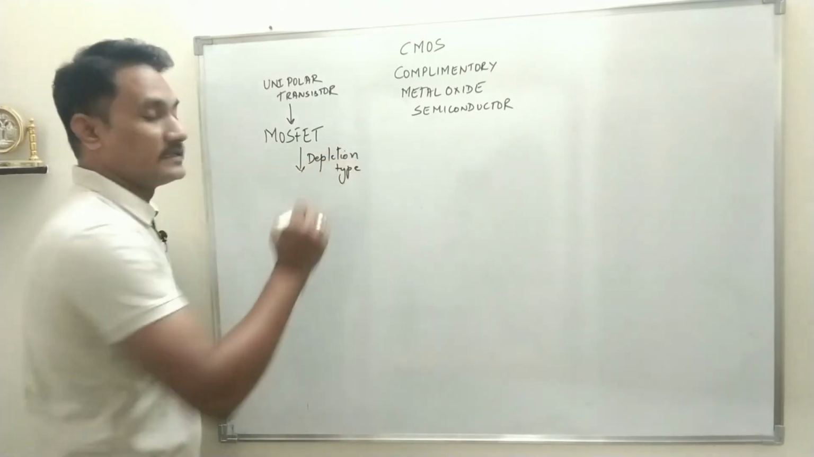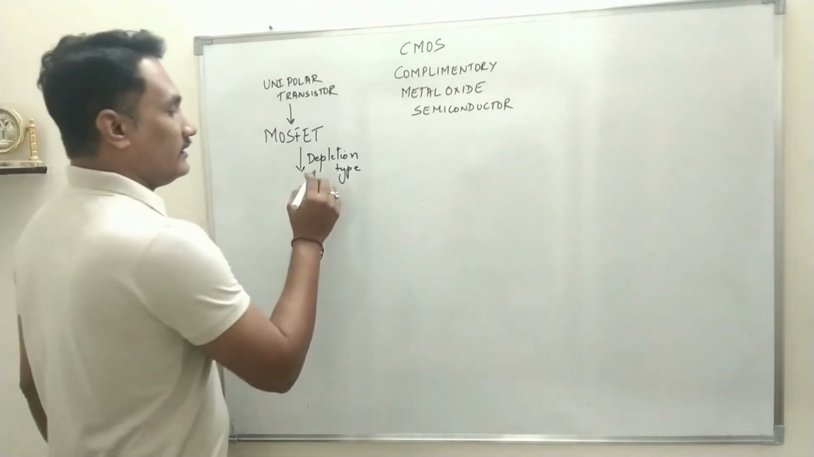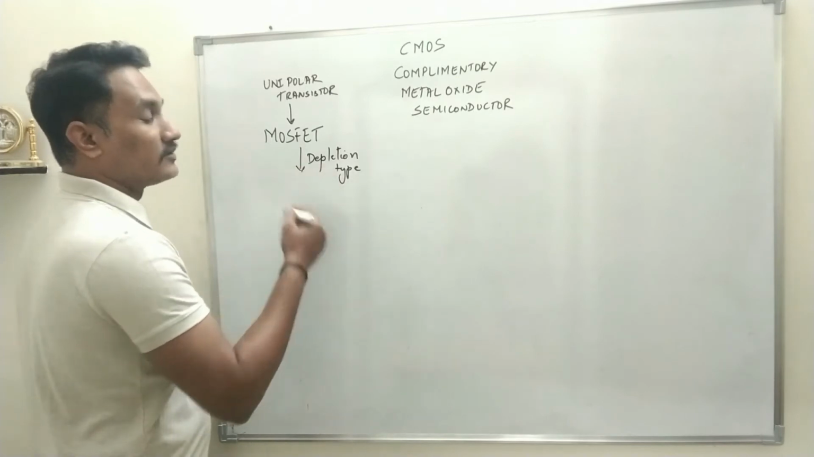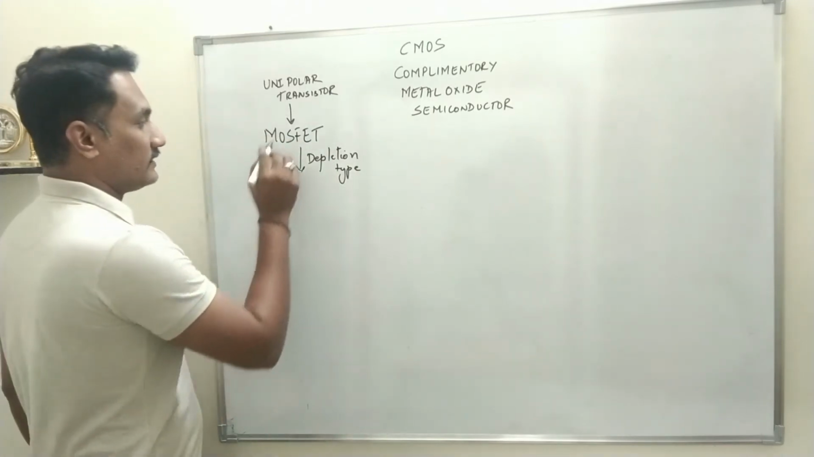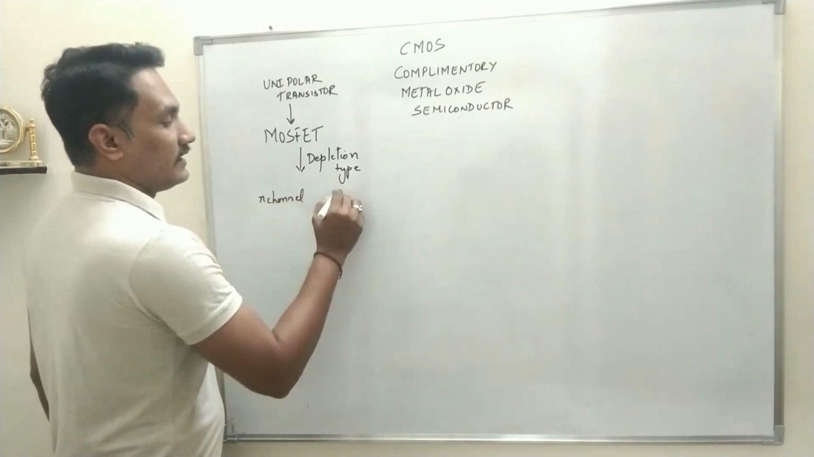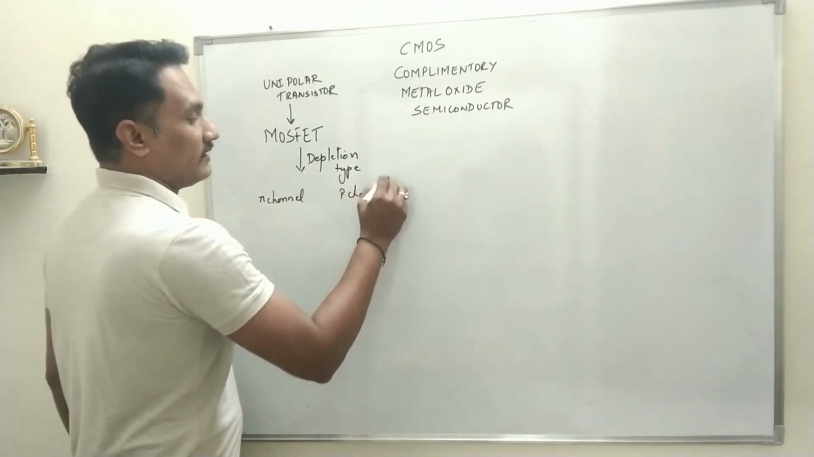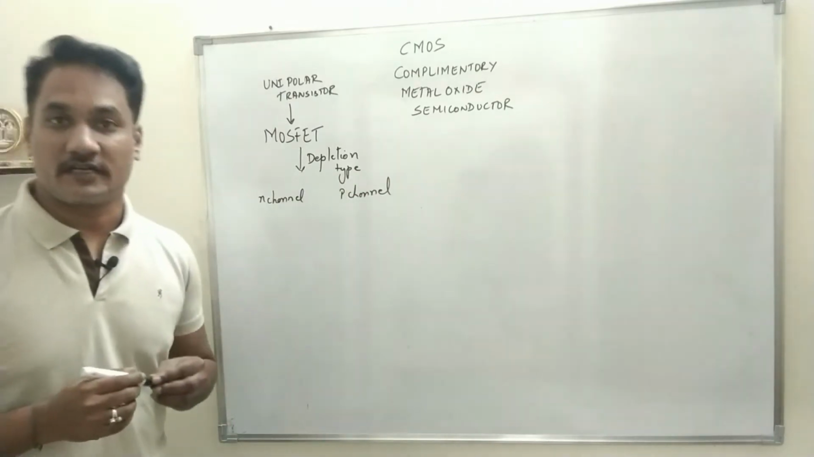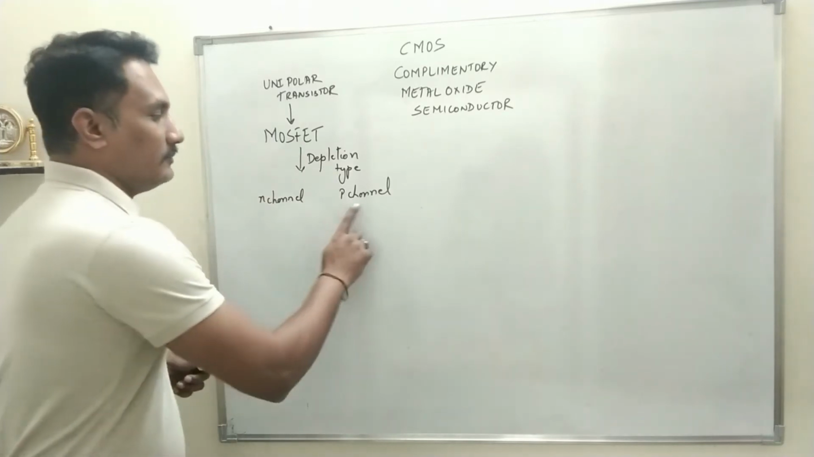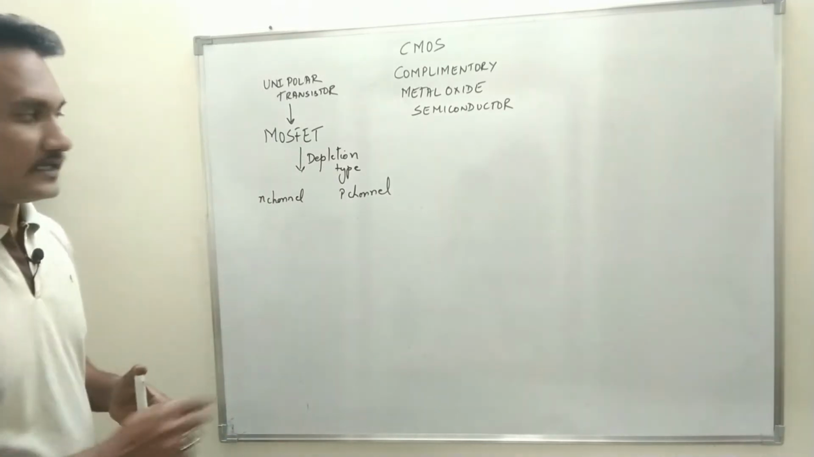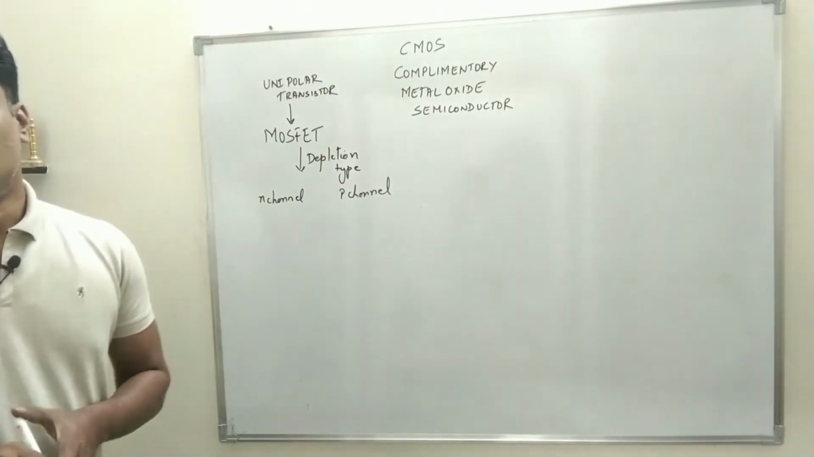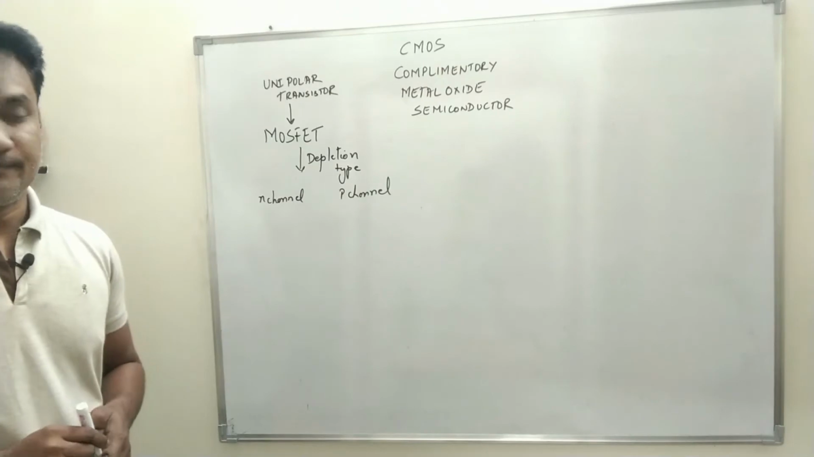All these things were there in 11th standard. Depending upon the majority charge carrier, that means the charge carrier because of which current will flow in the circuit, the MOSFET is further classified as N channel and P channel. If current conduction is because of electrons, then it will be N channel. If the current conduction is because of holes, then it will be P channel. So that is how the classification is. We have to understand both because we have to use both transistors in the CMOS logic family.